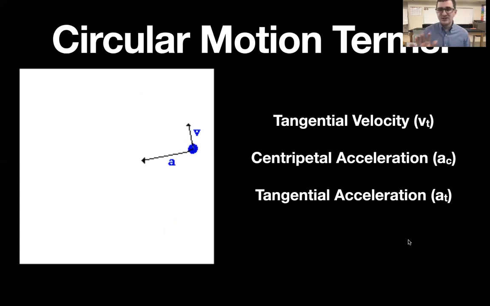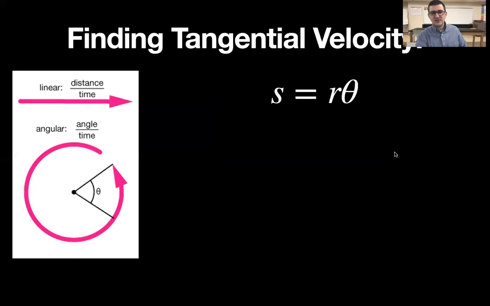And just the tricky thing is, don't mix up tangential velocity and the angular velocity, because tangential velocity is still meters per second. Right now, the object is moving straight forward at some tangential velocity, and then the acceleration is going to cause it to turn. So this is the linear tangential velocity. So how do we find the tangential velocity?